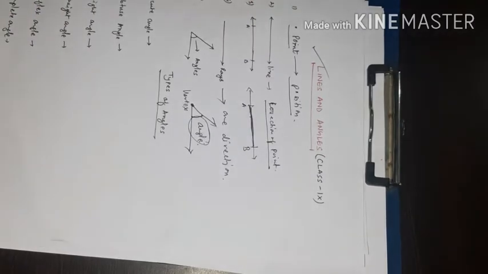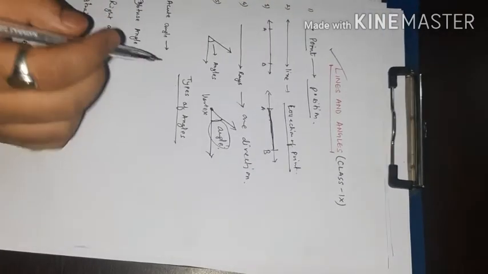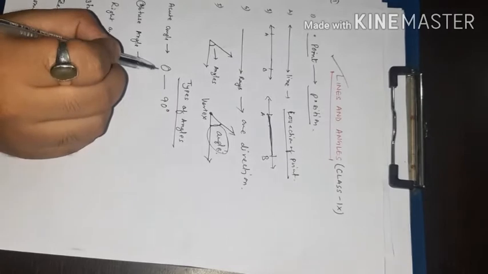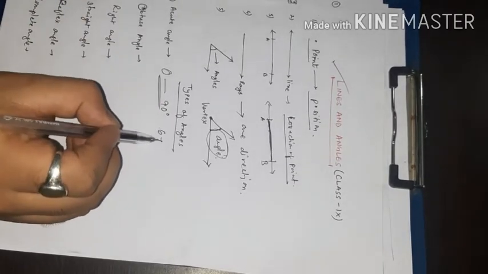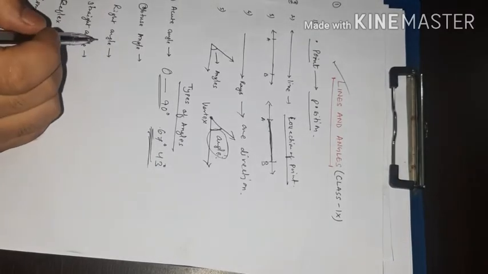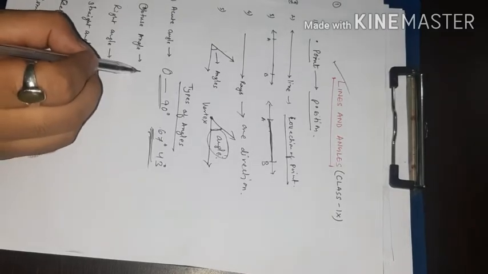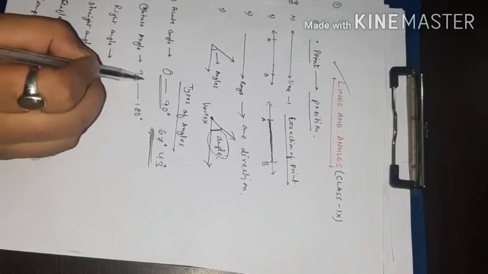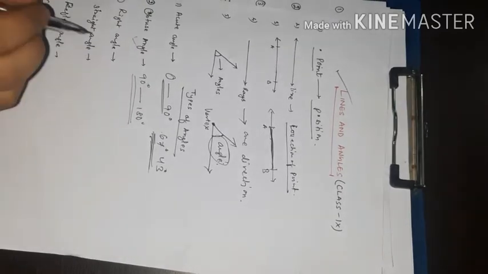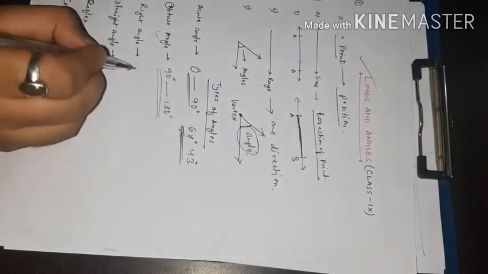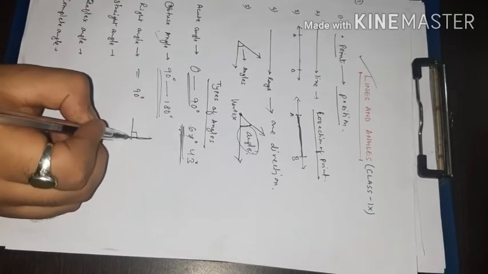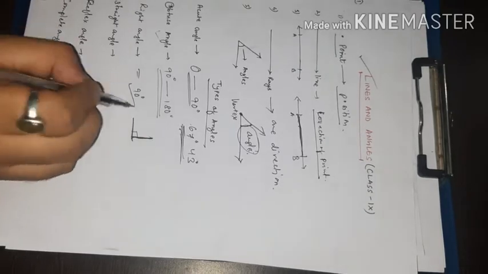There are different types of angles around us. First we have the acute angle. An acute angle means the angle that lies between 0 and 90 degrees. Suppose 67 degrees, 43 degrees, all these are acute angles. Another one is the obtuse angle. An obtuse angle means the angle that lies between 90 and 180 degrees. The third is the right angle. A right angle is exactly equal to 90 degrees. It is 90 degrees straight. So that is your right angle.